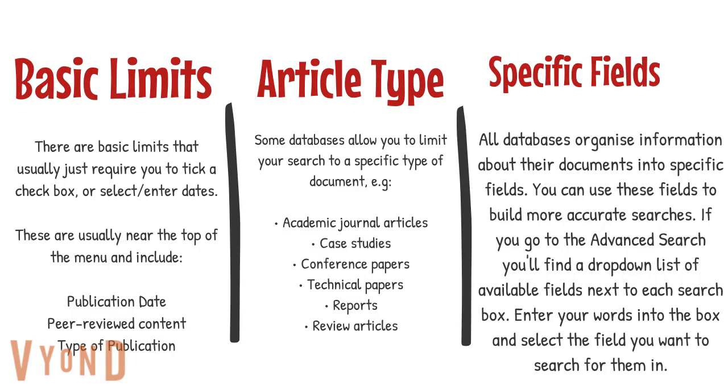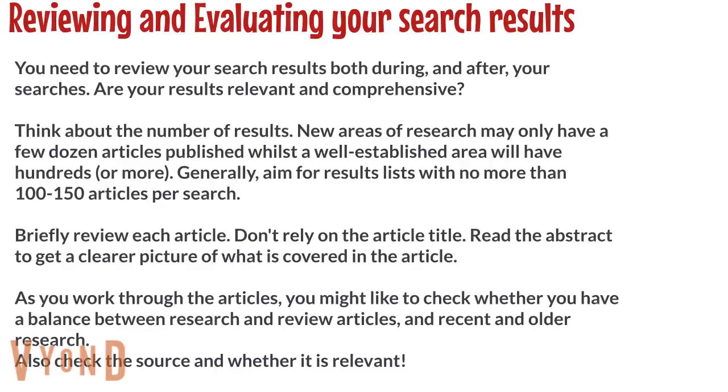Specific fields. All databases organize information about their documents into specific fields. You can use these fields to build much more accurate searches. If you go to the advanced search, you'll find a drop-down list of available fields next to each search box. Enter your words into the box and select the field you want to search for them in. Examples of searchable fields include the author, the title, the subject, all except the full text. This is all fields of the record, but not the full article, so it may include the abstract.